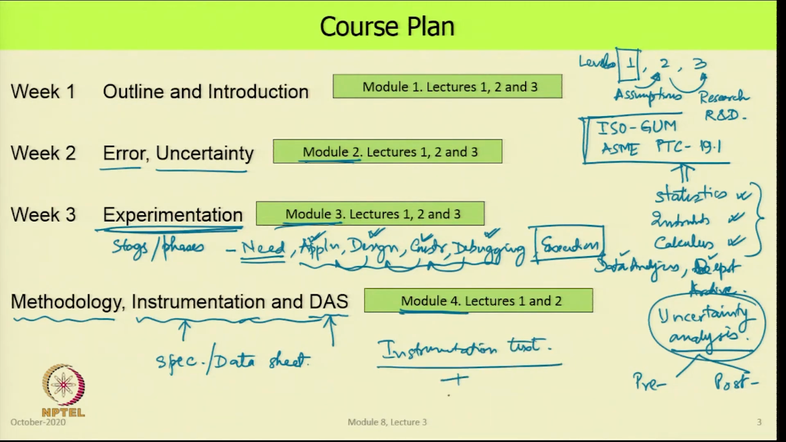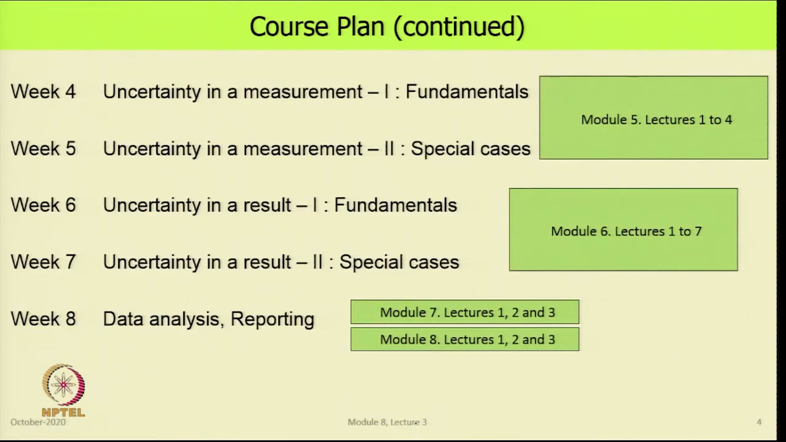And plus, of course, there are a lot of other data, including manufacturers' data, handbooks and standards. This we did not go into the detail of, but we said this is where you would get the data. We then moved on to a series of lectures in module 5 on uncertainty in a measurement.